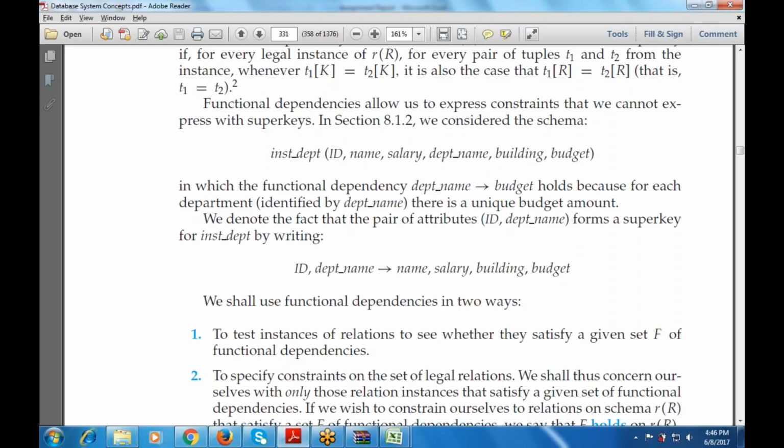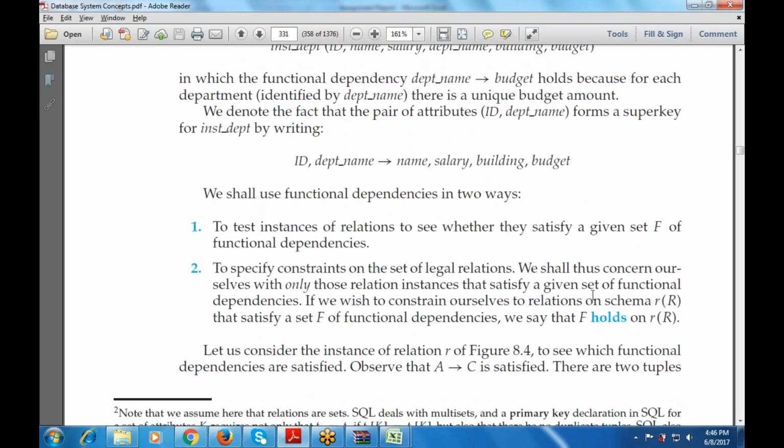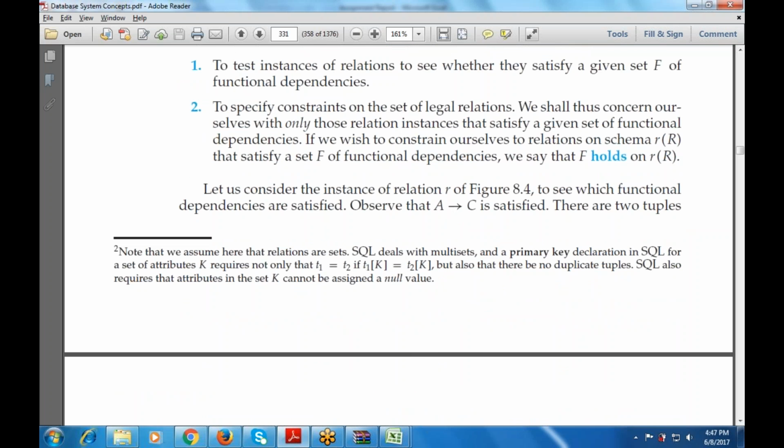So we shall use functional dependencies in two ways: to test instances of relations to see whether they satisfy a given set F of functional dependencies, and to specify constraints on the set of legal relations. So we shall concern ourselves with only those relation instances that satisfy a given set of functional dependencies. If we wish to constrain ourselves to relations on schema R that satisfy a set F of functional dependencies, we say that F holds on R.